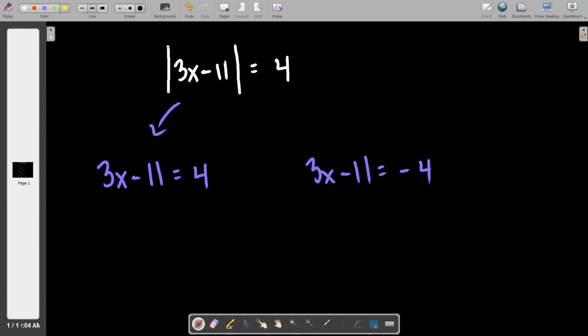And then again, if you struggle with an equation like this, you're probably not in the right class anymore, right? So we got to add 11 to both sides. We get 3x equals 15, divided by 3. One of my solutions is x equals 5.